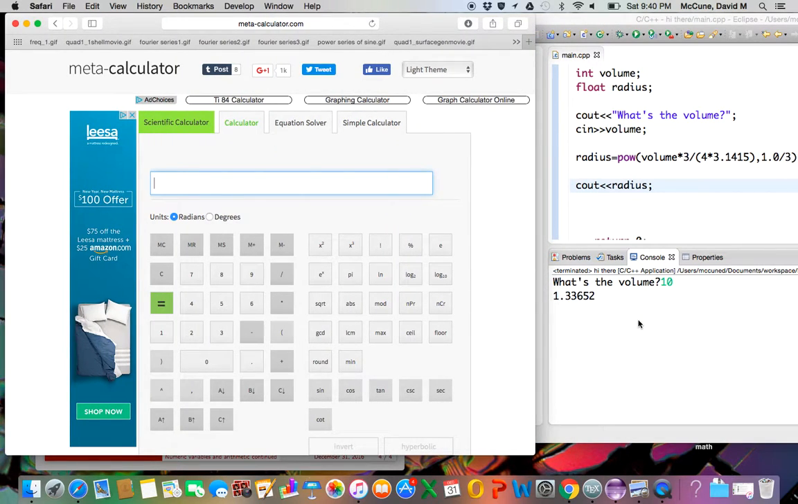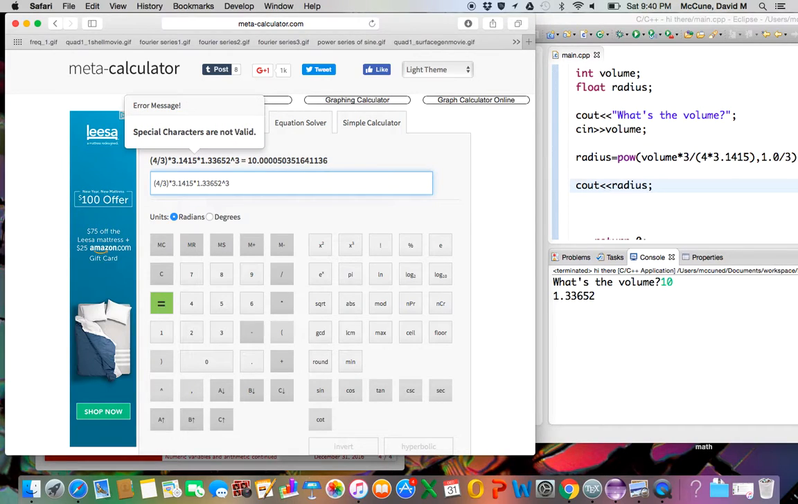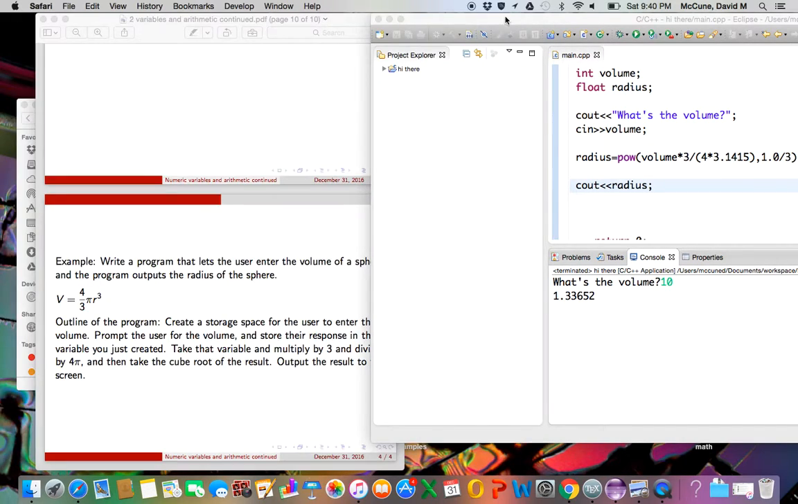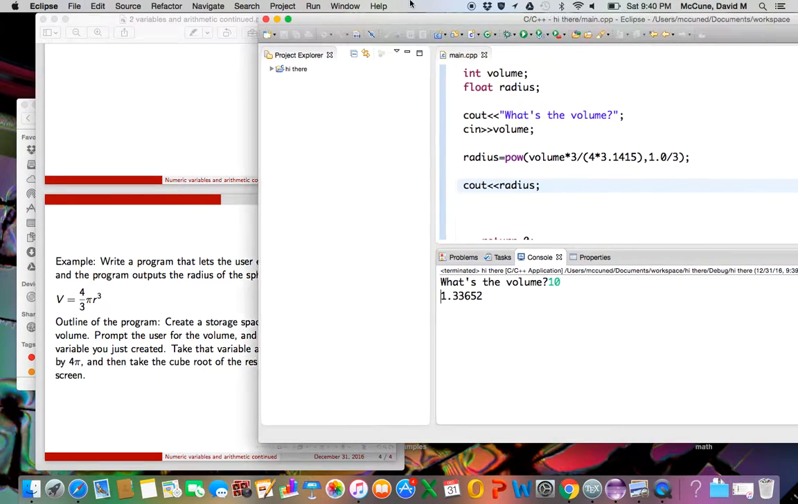Okay, so the volume of a sphere is 4/3 times pi, which we were thinking of as 3.1415, times radius cubed. So here's 4/3 pi r cubed, and look, it's basically 10, right? Which was the volume we handed it. So we have pretty good evidence now that this program is working the way it's supposed to.